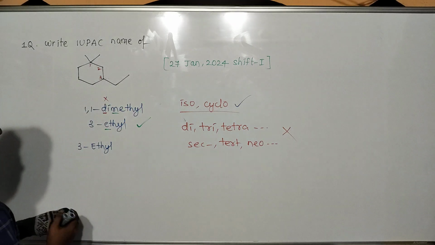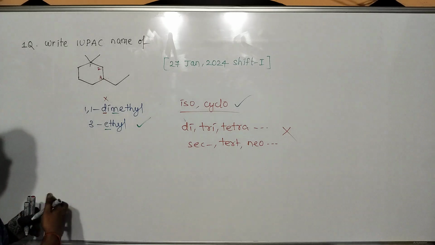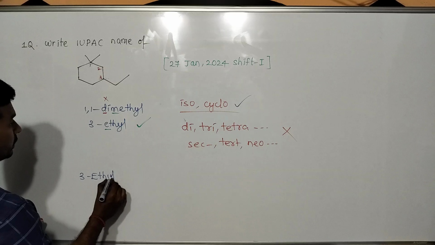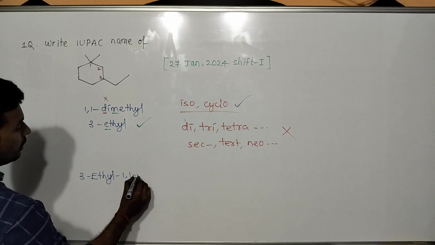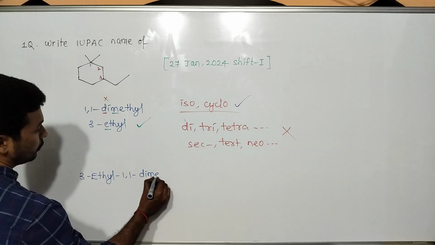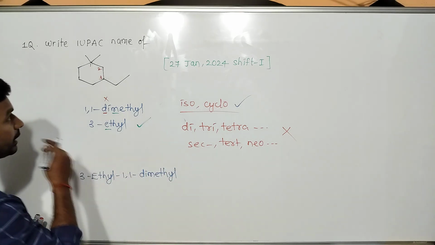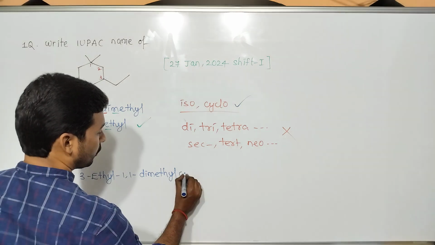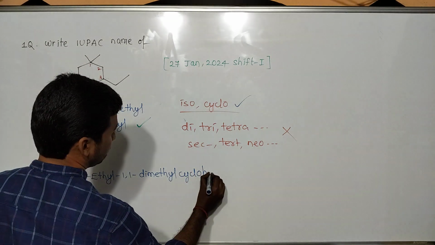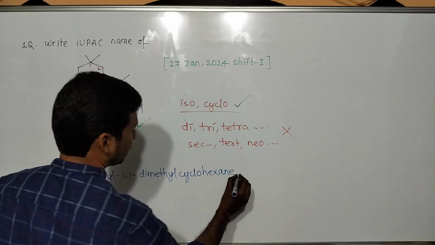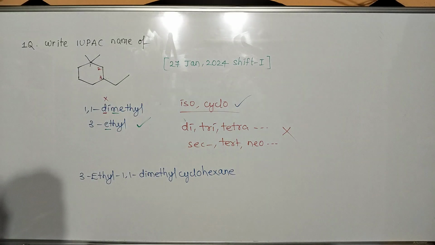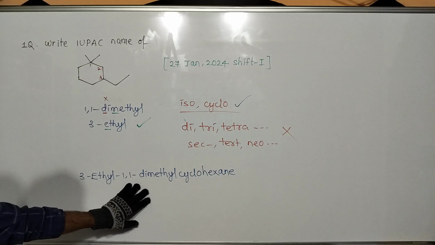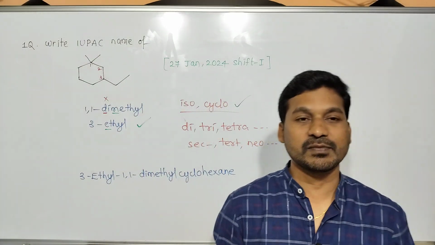Okay. So what is the IUPAC name? Finally I am writing the IUPAC name: 3-ethyl 1, 1 dimethyl. The methyl group appears 2 times, so 1, 1 dimethyl. Cyclo. All this is the secondary prefix. Cyclo is the primary prefix. Hex is the root word. Ane is the primary suffix. So in this way we write the IUPAC name of the molecule. So 3-ethyl 1, 1 dimethyl cyclohexane is the IUPAC name of this molecule.